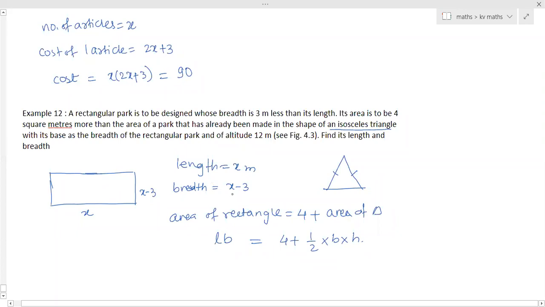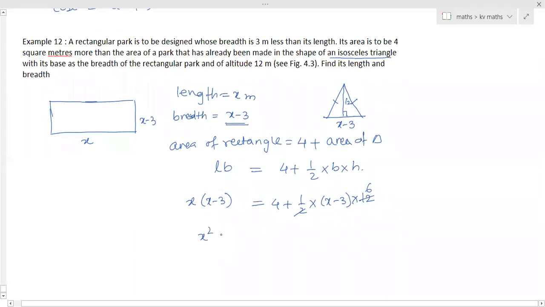So what is the breadth of the rectangular park? x minus 3. So the base of this triangular park is also x minus 3, and then the altitude is 12. The altitude, that is the perpendicular, value is 12. So now use the relation. Length is equal to x for the rectangular park. Breadth is x minus 3, is equal to 4 plus half into base x minus 3 and the height 12. 2 sixes.